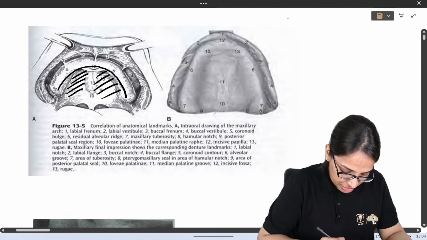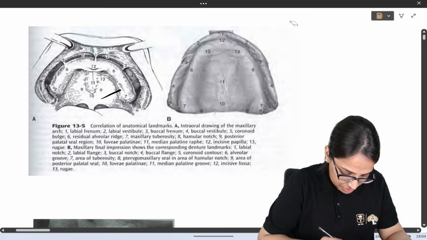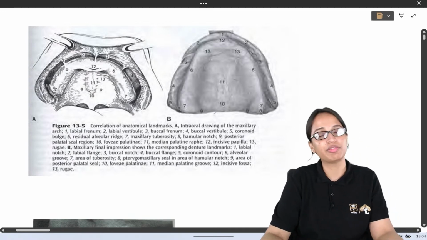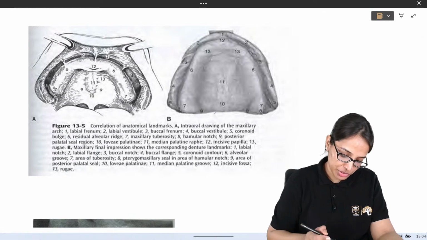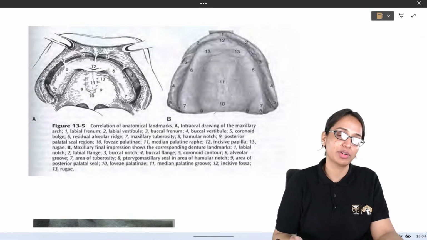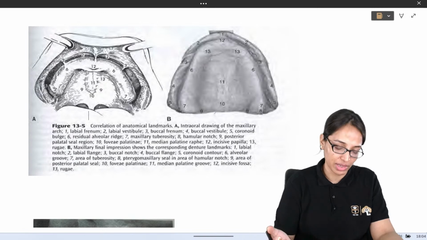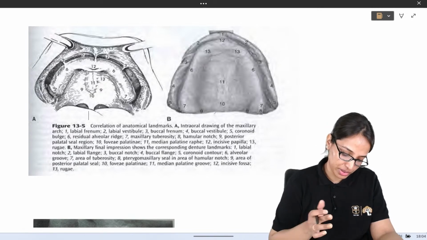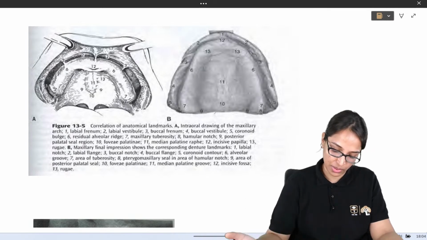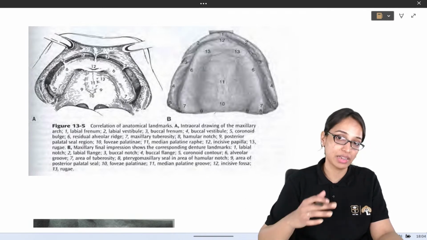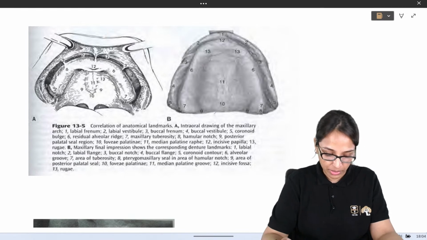This particular image is taken from Boucher's, and though as students we don't give much importance to it, it is a very important image because it is a correlation of anatomical landmarks between the mouth and the impression. So what is called a vestibule in the mouth is called a flange in the impression. That is very important to understand.